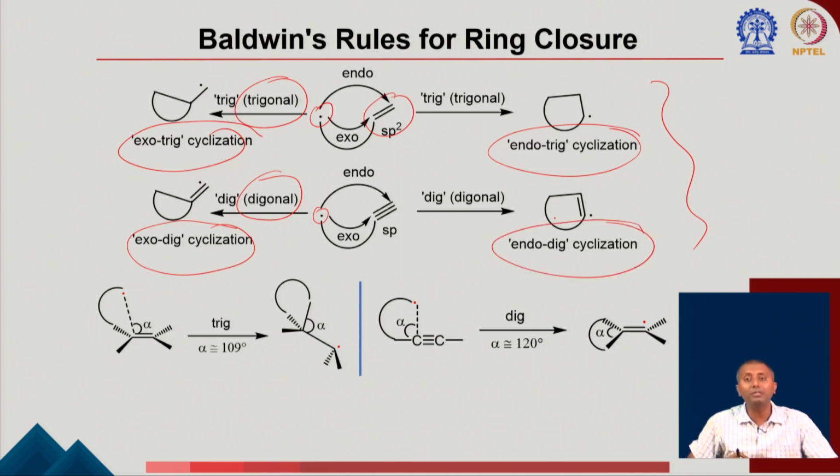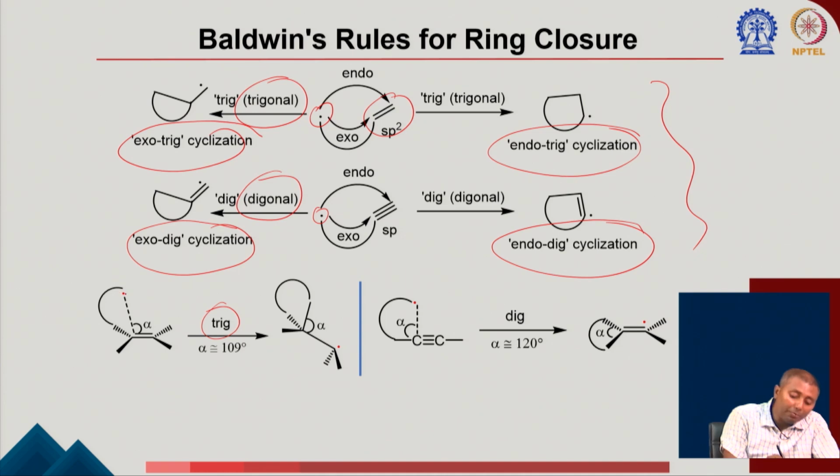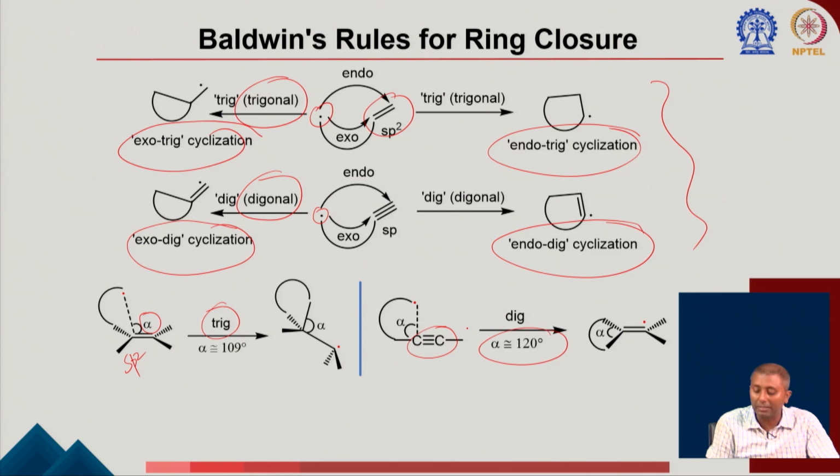Again, I think we are going to still follow a very similar rule to Baldwin's rule, that once the radical is approaching in the case of the trigonal one, it tries to approach in such a way that, if this is the sp2 carbon, this angle will be 109 degrees. Okay, so that will be the best approach. At the same time, if the radical is approaching the alkyne for the cyclization, then this angle will be close to 120 degrees. So that will be the best approach.